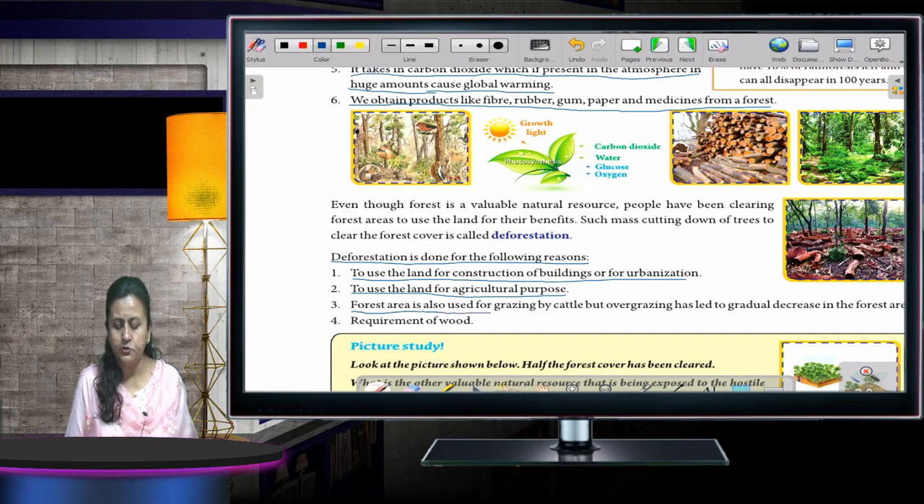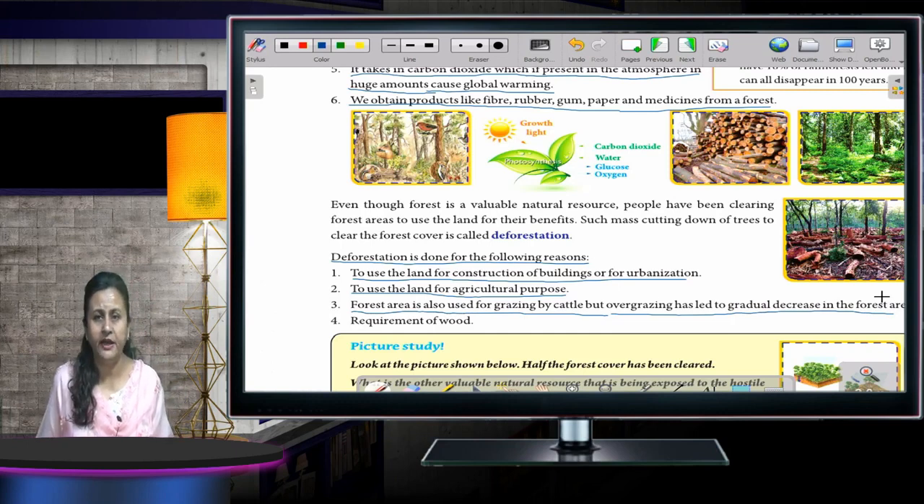Forest area is also used for grazing by cattle, but overgrazing has led to a gradual decrease in the forest area. Okay, take your cattle, but keep on rotating them. Once you take them to one area, first graze that land, then take them to the other place, but avoid overgrazing.